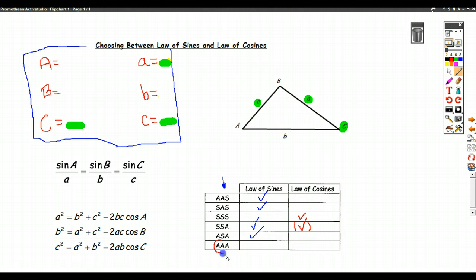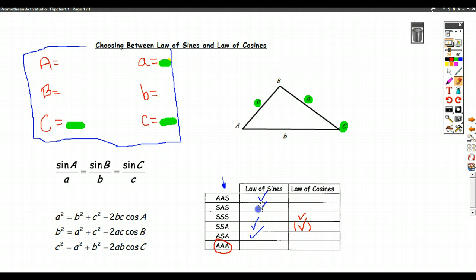An angle, angle, angle case is here, but we can't determine all of the information about a triangle if we're just given the angles. For a simple example, think of an equilateral triangle. If I just tell you that your triangle is equilateral, that means that all the angles are 60 degrees, but we know nothing about what the sides could be. They could all be 10 feet, they could all be 2 inches. So we can't solve the triangle when we're just given information about angles. So neither of these apply. Hopefully that was a good overview of when to use the law of sines and when to use the law of cosines.